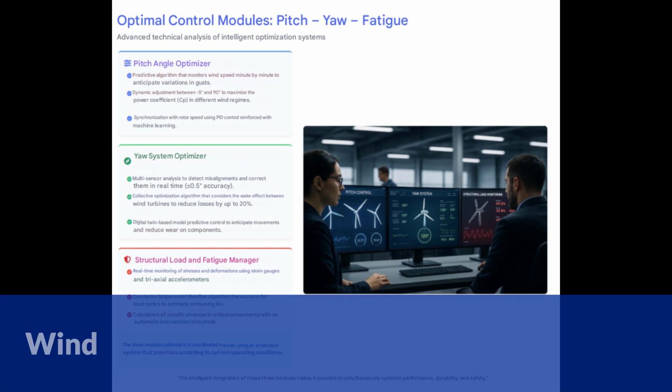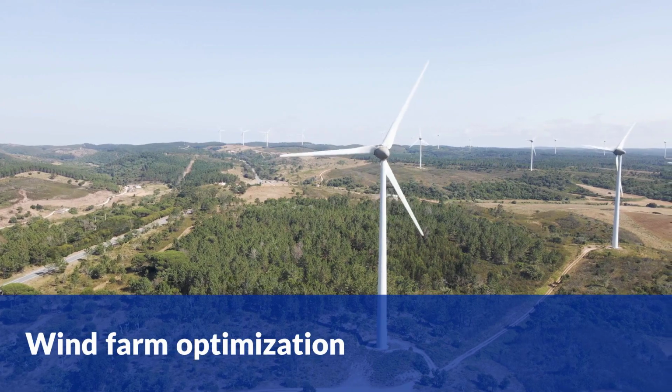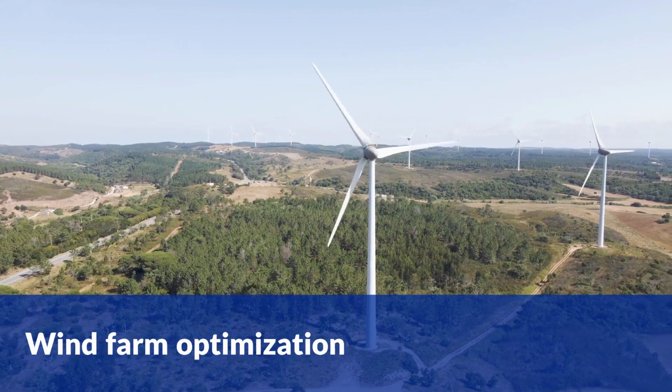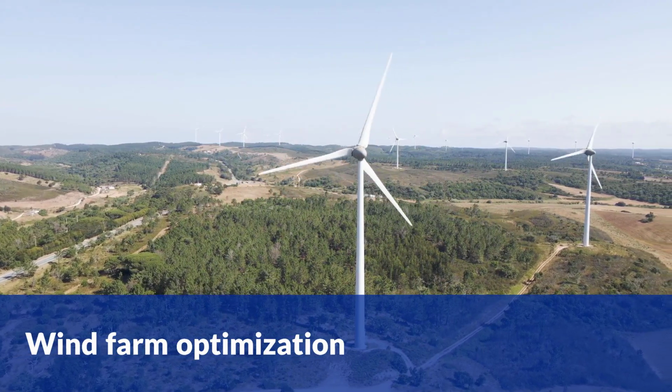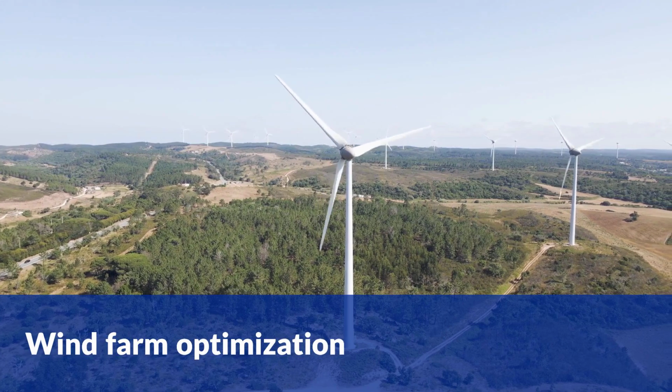This optimizer ensures that the turbine operates at its maximum efficiency point. At the same time, it protects the structure from excessive loads. It is a key component for energy efficiency. The yaw optimizer aligns the wind turbine nacelle with the wind direction. This is very important for optimizing wind harvesting. A multi-sensor analysis detects misalignments and corrects them in real time with an accuracy of up to 0.5 degrees.